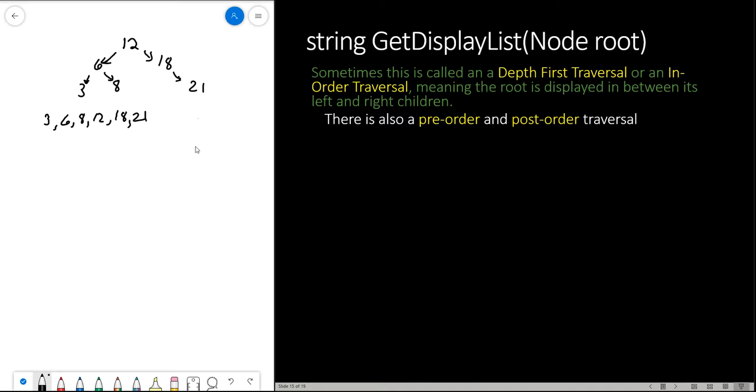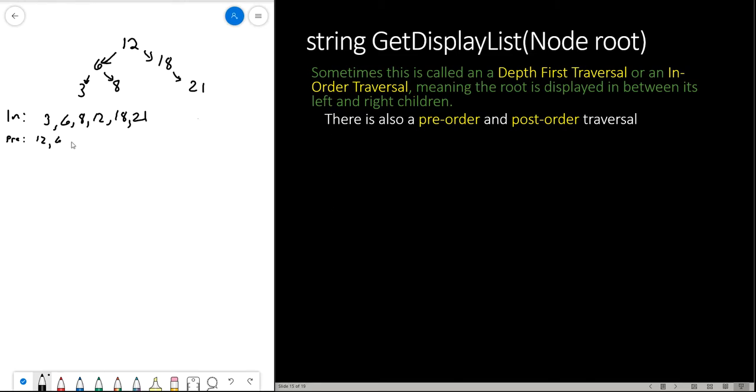What it means is that the root is displayed in between its left and right children in order to give you a proper ascending order. There are other forms of traversals as well. There's a pre-order, which means the root gets displayed first and then the children, and then a post-order, which means the children and then the root. So this would be an in order, and then we'd have a pre-order, which means do the root first. The first thing we would see would be the 12. Then we would get its left child, which is going to be the 6.